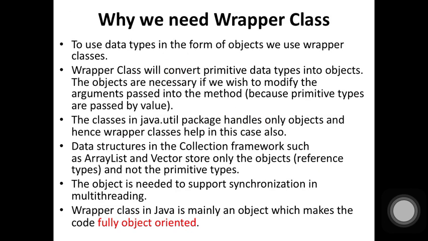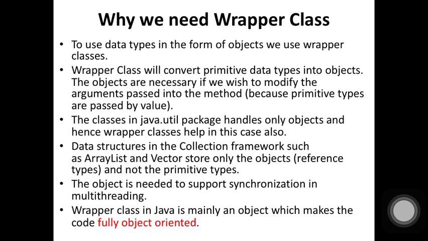The objects are necessary if you wish to modify the argument passed into the methods and so on. In some packages like the java.util package, usually objects are handled. Hence wrapper classes are needed for us. And data structures, like collections, the collections usually have ArrayList and Vector and so on. Usually these classes handle only objects. So in that situation, instead of using primitive data types, we can better use wrapper class objects.